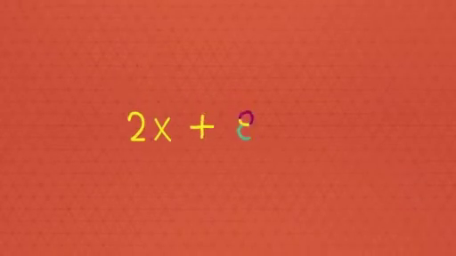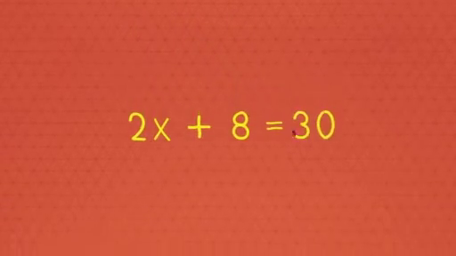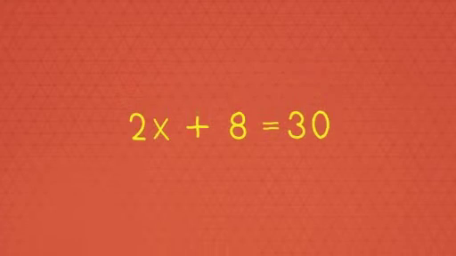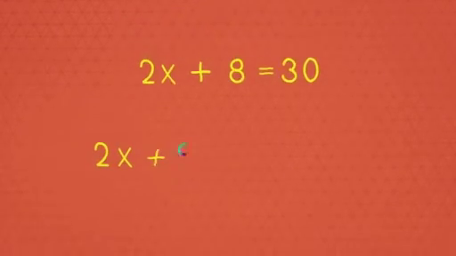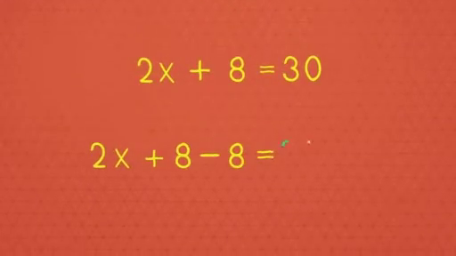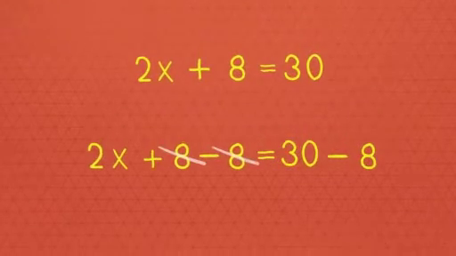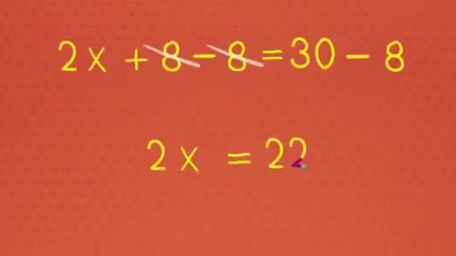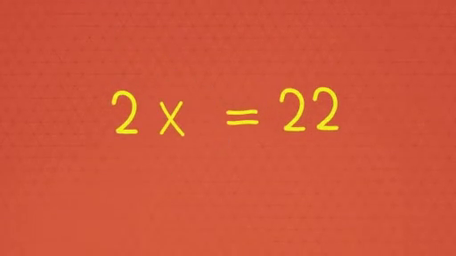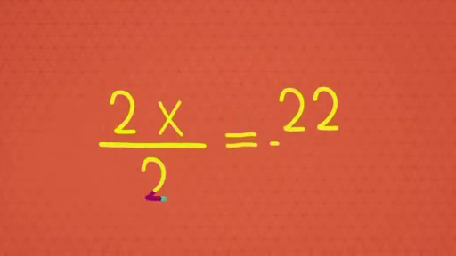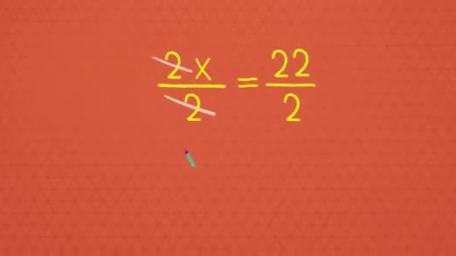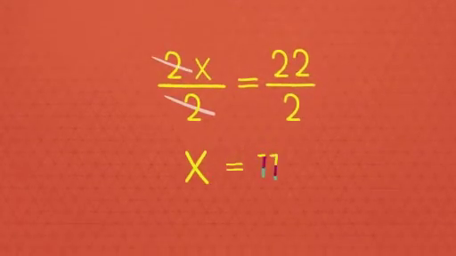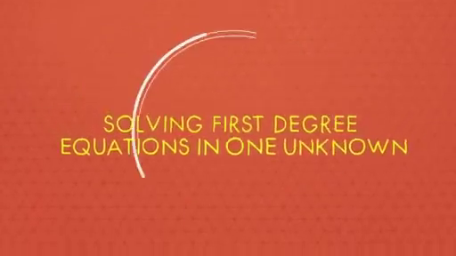2x plus 8 equals 30. What do we do? Subtract 8 on both sides to isolate the 2x. That gives us 2x equals 22. Now we have to isolate 1x. So we need to divide by 2 on both sides. x equals 11.